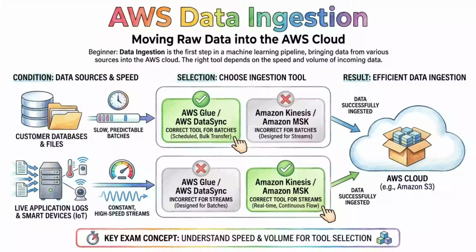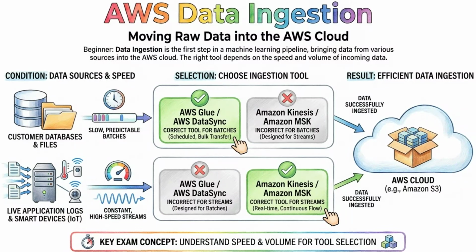Your job as a machine learning specialist is to choose the right AWS tool to move this data safely and efficiently. If your data arrives in slow, predictable batches, you will use completely different services than if it streams in constantly every single second. Understanding the speed and volume of your incoming data is a critical concept tested frequently on the certification exam.